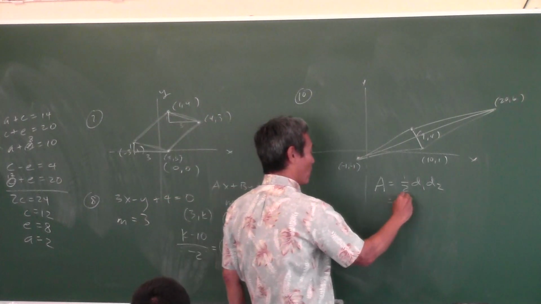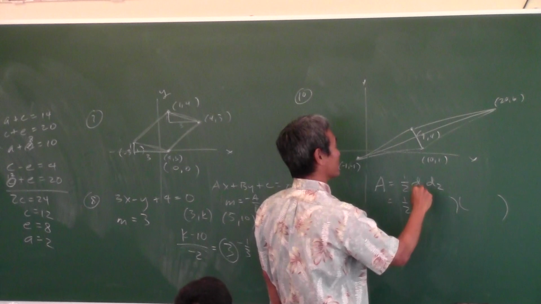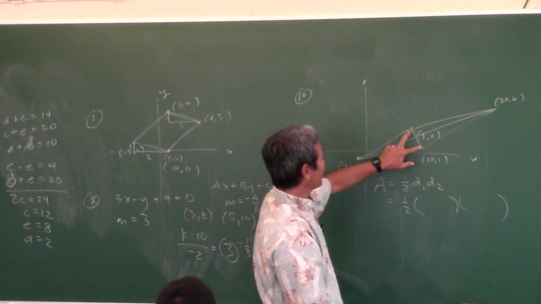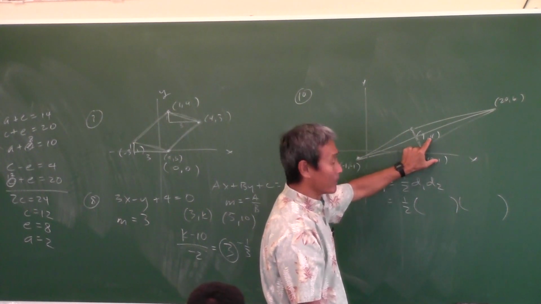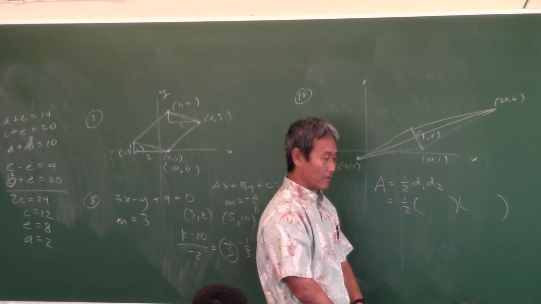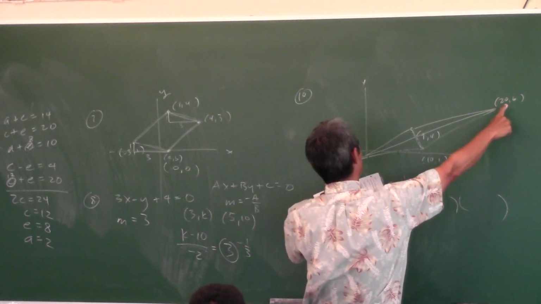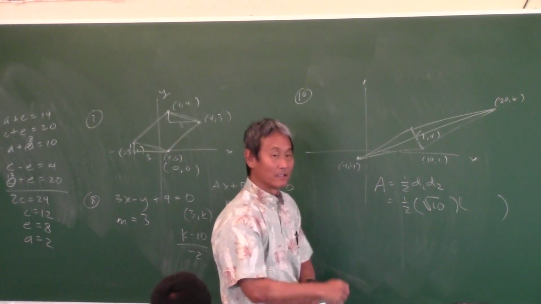Okay, so here we go. 1/2 the product of the diagonals. Now, which diagonal do you want to do? This one first? The shorter one? So how do you find the length of the diagonal? Just use the distance formula. So look, is it 1 and 3? Root 10. Okay, now this one. The difference of the x's is 21, and the difference of the y's is 7.